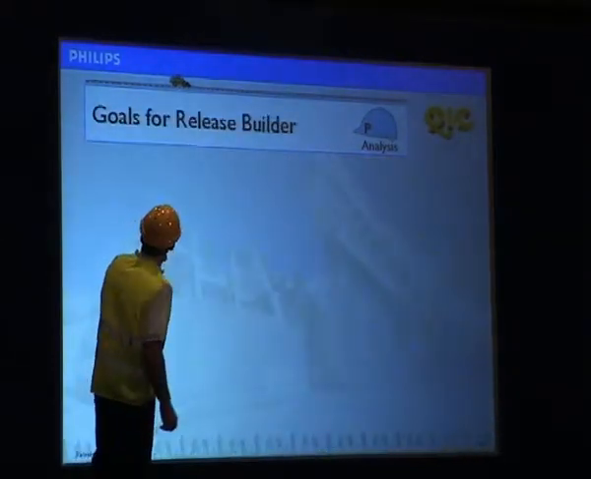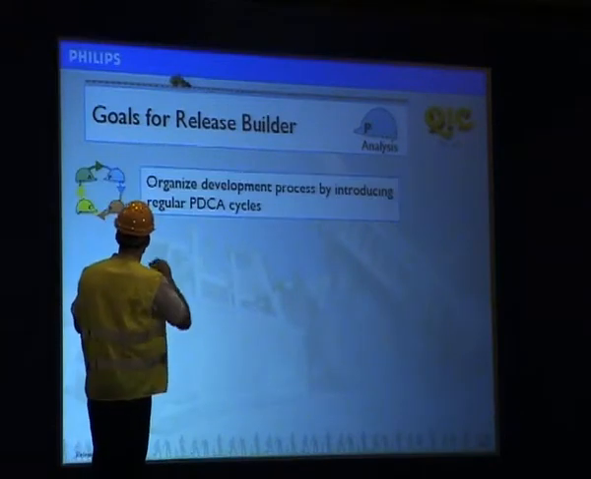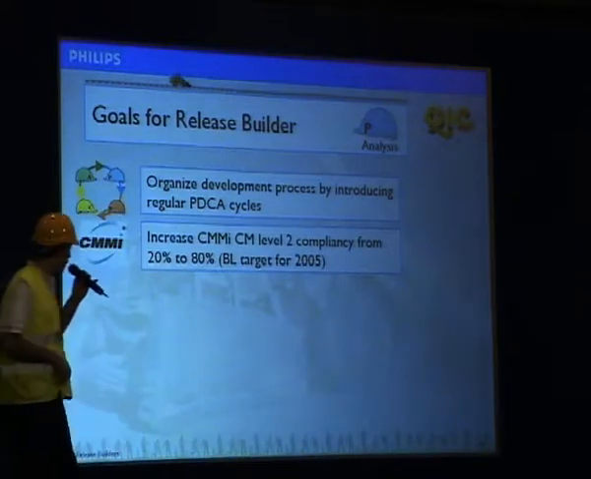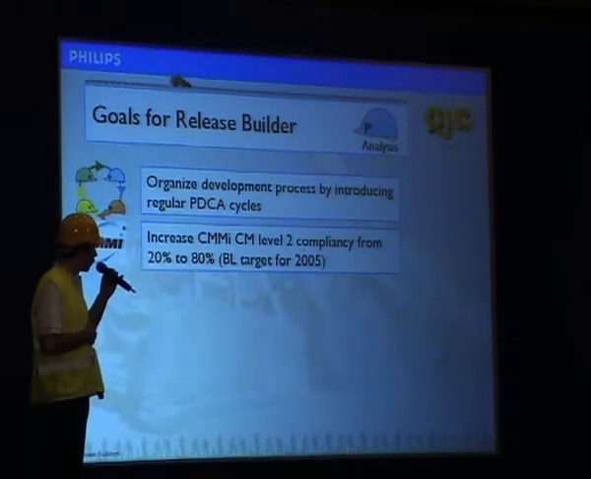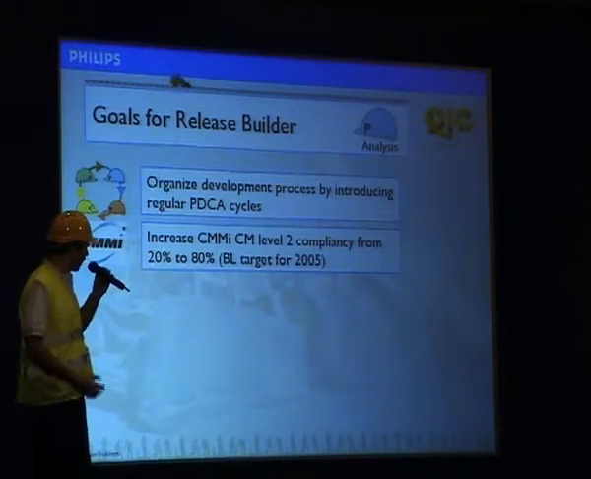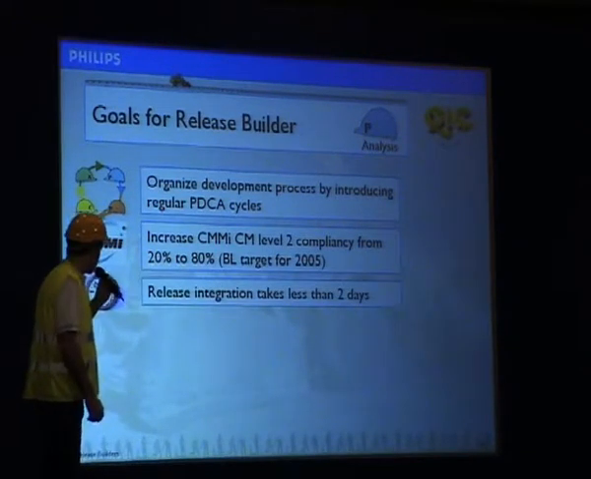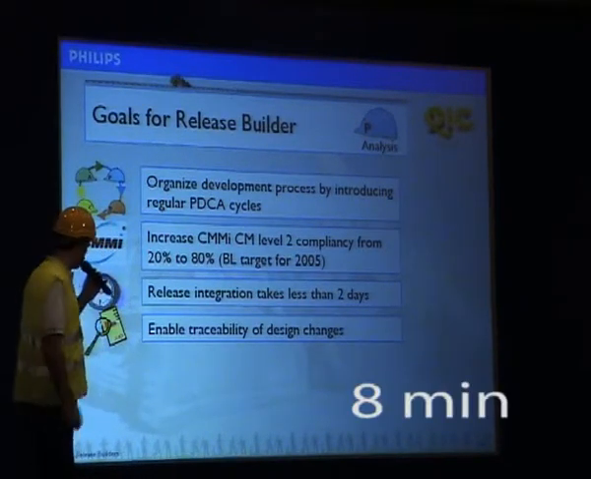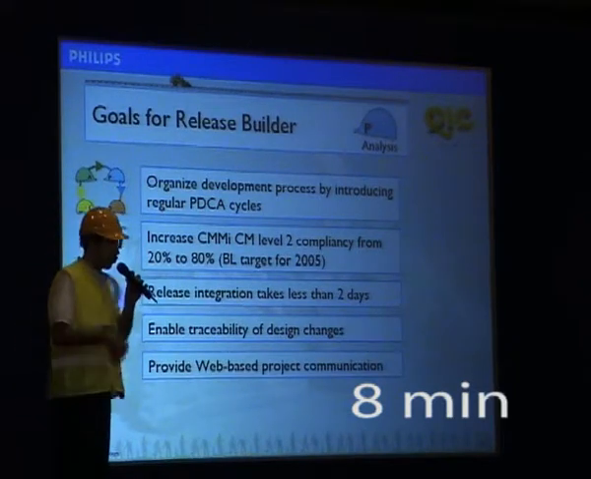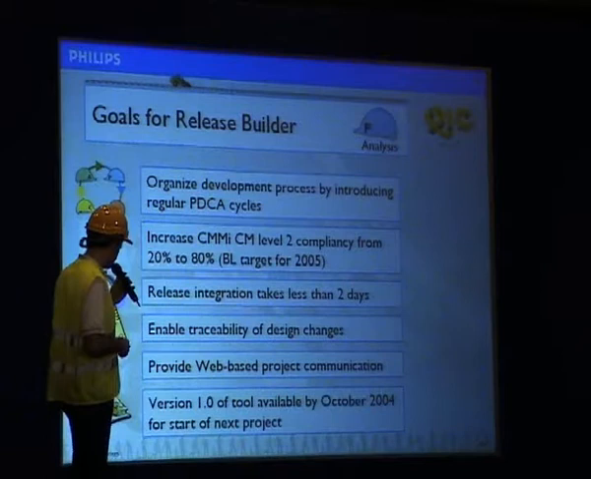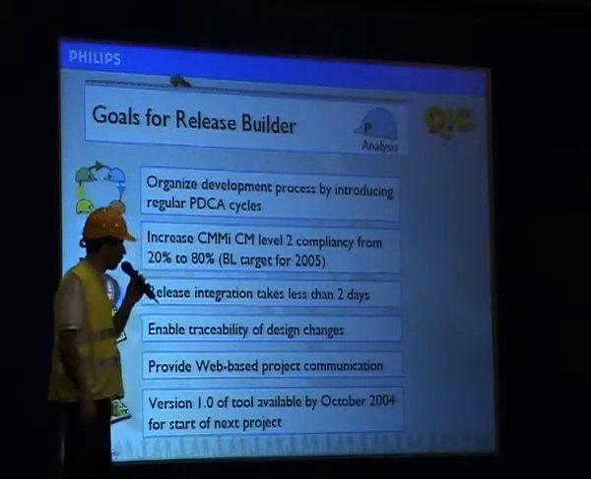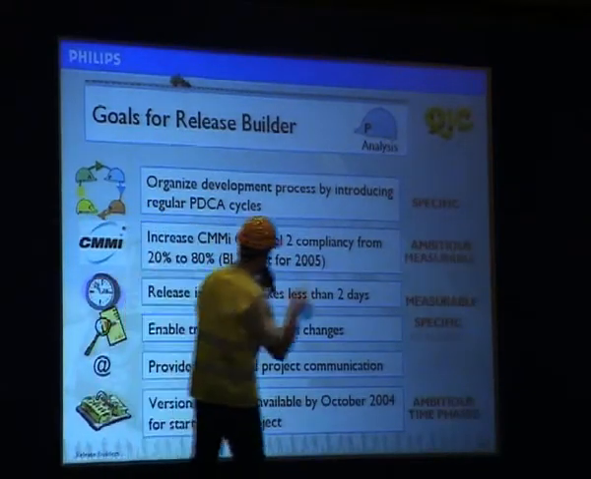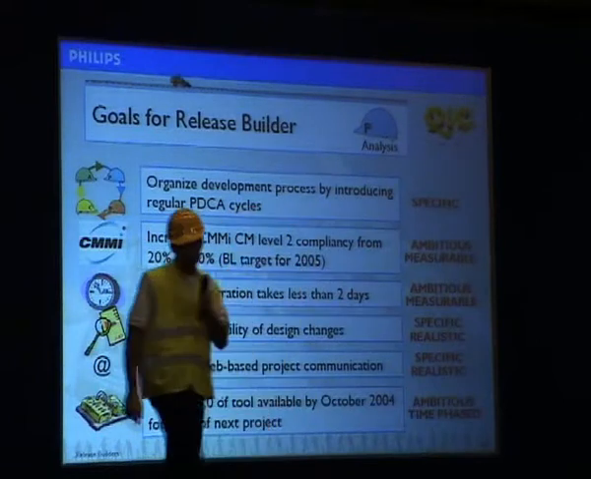Release Builder goals were, for instance, to divide the complete development process in regular PDCA cycles by increasing the CMMI configuration level 2 compliance from 20 to 80%. Release integration should take less than 2 days. Enable traceability of design changes. Being able to have a web-based communication and have everything ready by October 2004 for the roll-off. And these goals are specific, ambitious, time-phased, measurable, realistic, and they are smart.